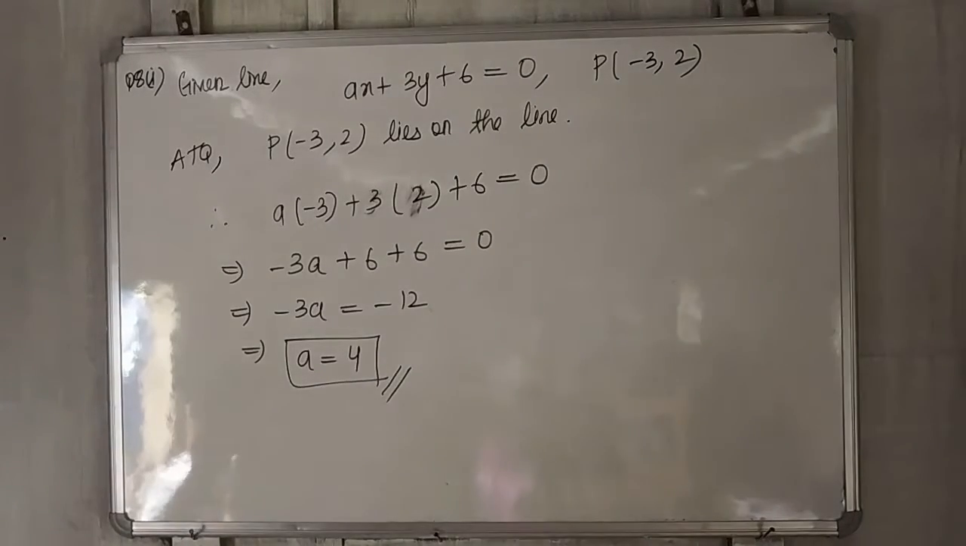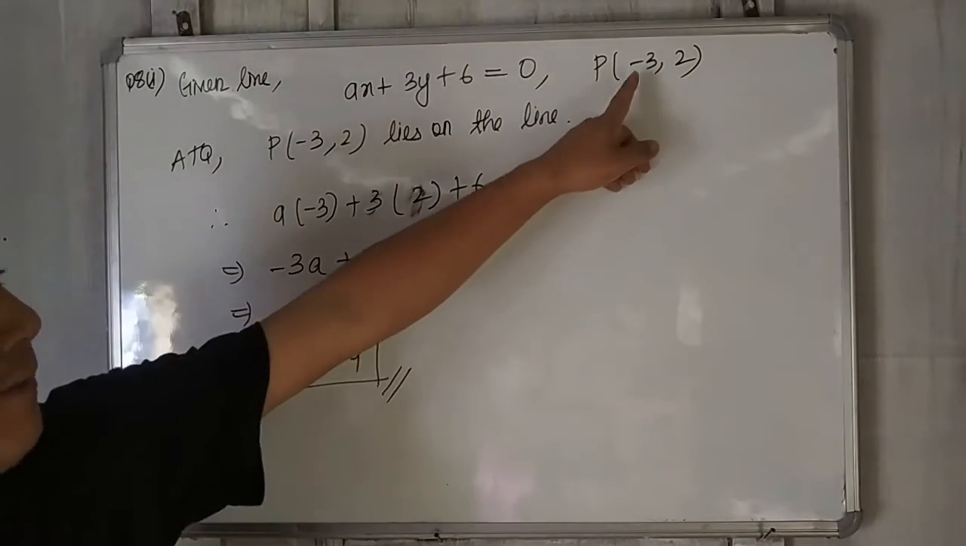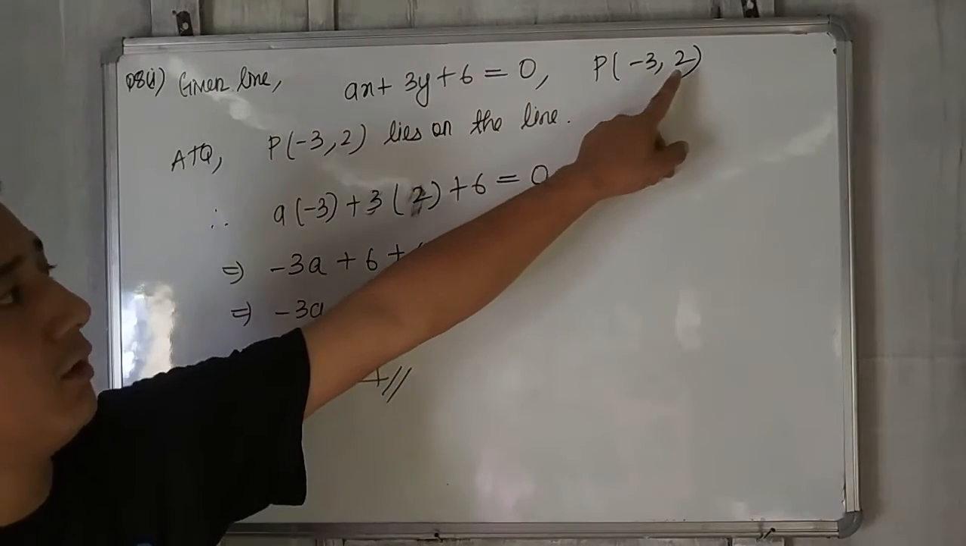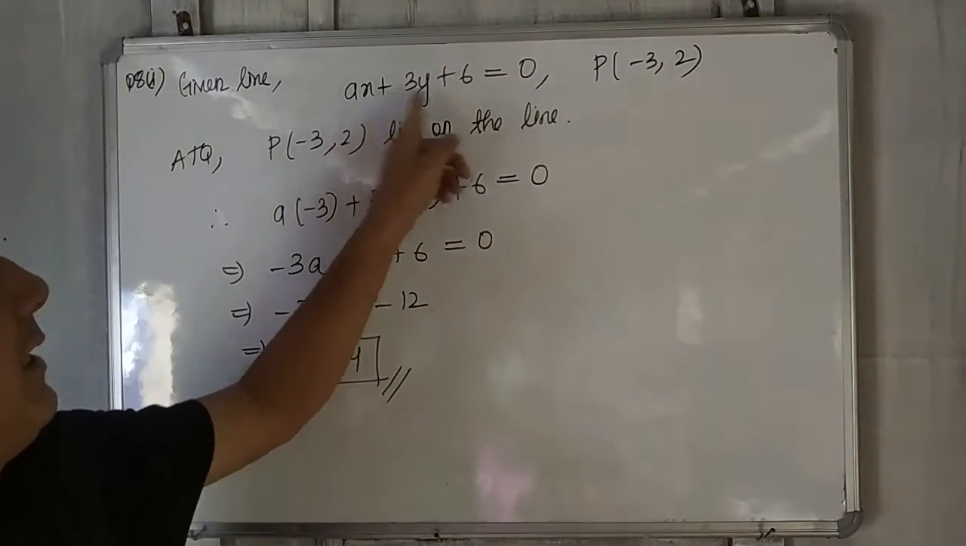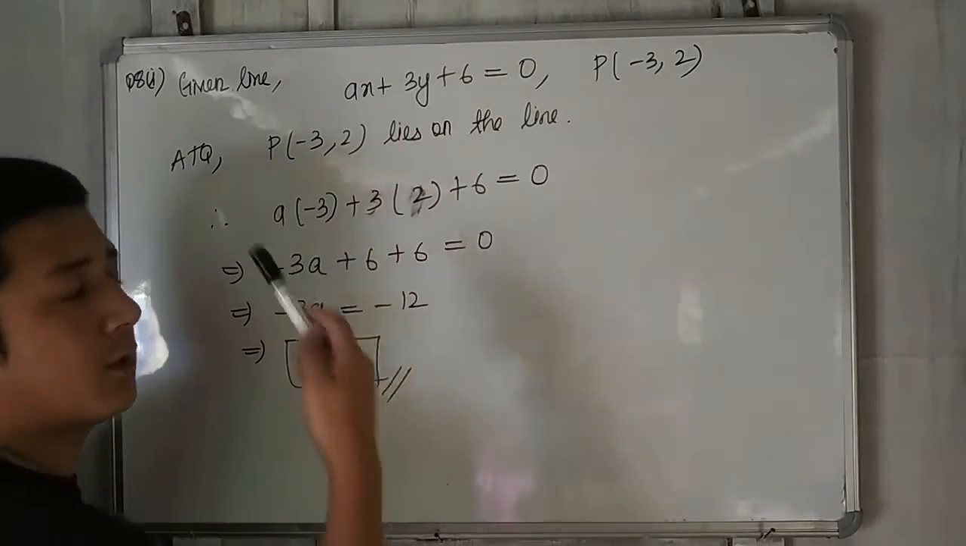Alright boys, we move to the next question, that is question number 8. It's a very straightforward question. The point minus 3 comma 2 lies on this straight line. So if this point lies on the straight line, what happens?